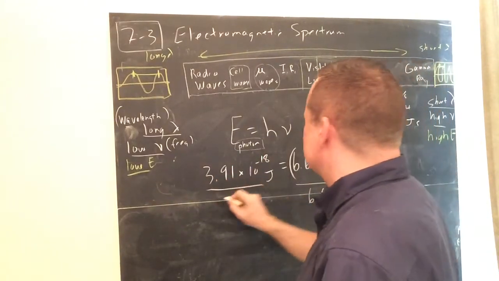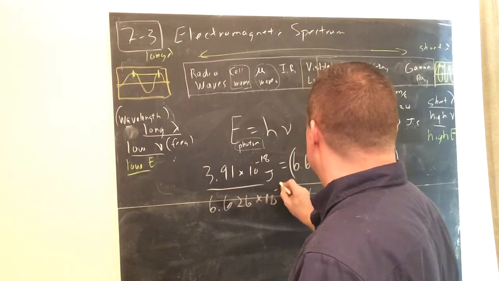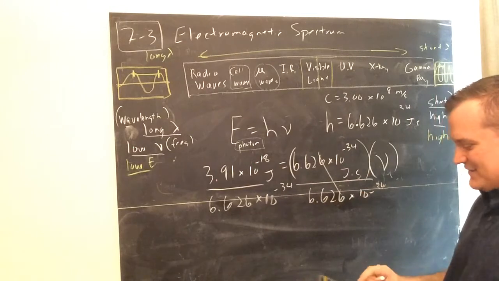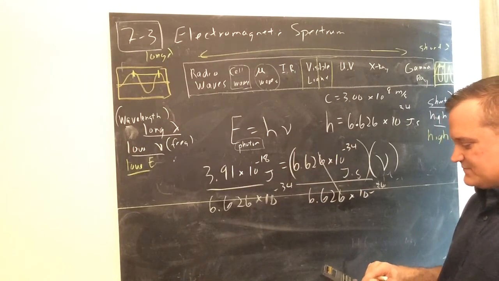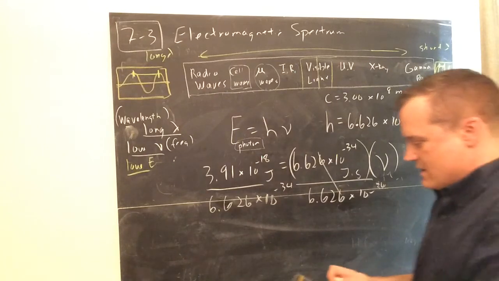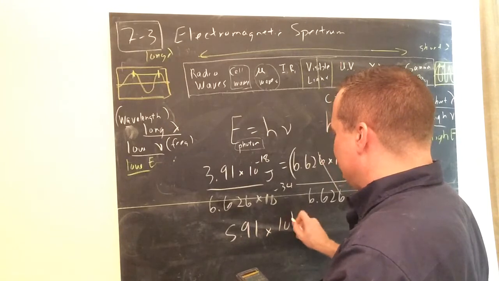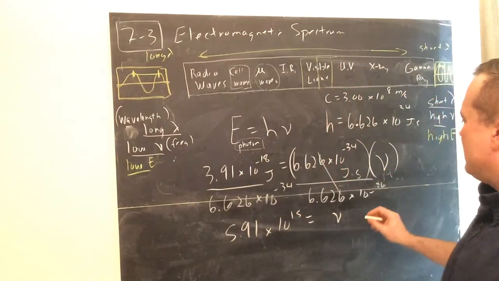So you have to admit, so far, I told you there wasn't a lot of math in this chapter, but look at the math that we do have. Isn't this like, wow, how easy this is? Just divide 3.91 times 10 to the negative 18th by 6.626 times 10 to the negative 34. It's 5.91 times 10 to the 15th, and the unit, I didn't write my units down.